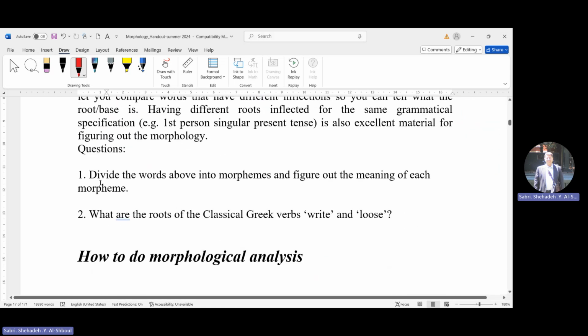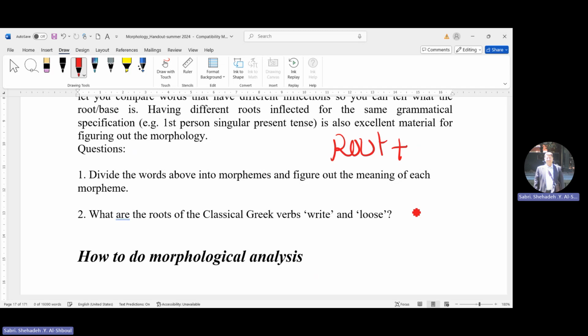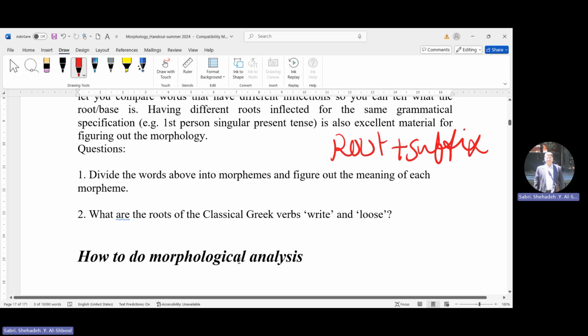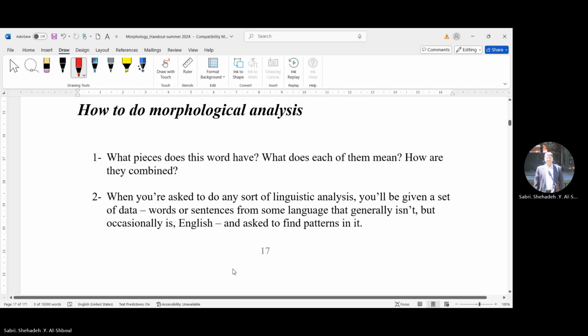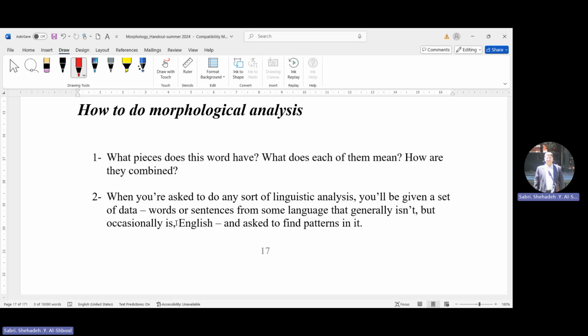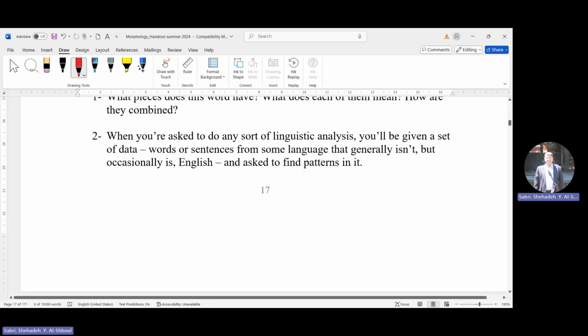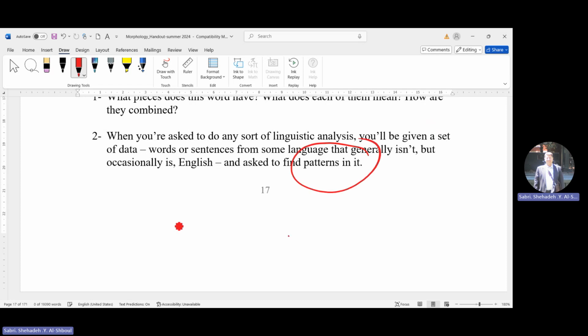We divide the words above into morphemes, of course, roots, and figure out the meaning. So here we have the root and the suffix, and this suffix represents a different inflectional level. How do we do a morphological analysis? Typically, dear students, we look into the pieces that the word has, I mean morphemes, what the meaning of each morpheme is, and how these morphemes are combined. When we are given a set of words or sentences from the language, we are asked to find the pattern that reflects the behavior of the language.